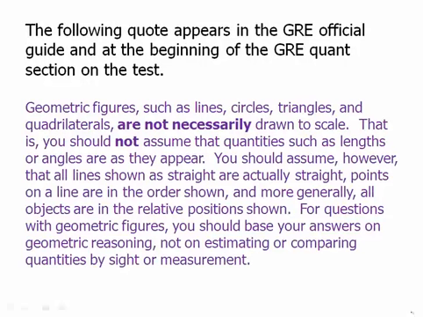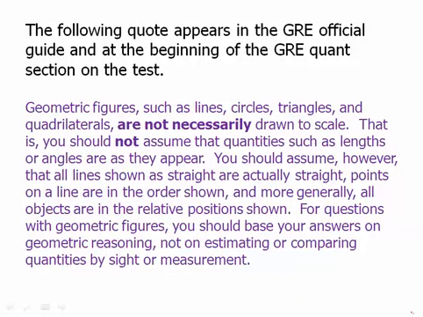The following quote appears in the GRE official guide and at the beginning of the GRE quant section on the test. Geometric figures such as lines, circles, triangles, and quadrilaterals are not necessarily drawn to scale. In other words, give up all hope of trusting that the diagram actually looks the way it is drawn. So you should not assume that quantities such as lengths or angles are as they appear. You should assume that straight lines are straight. We've talked about that. That points on a line are in the order shown, or that more generally all objects are in their relative positions.